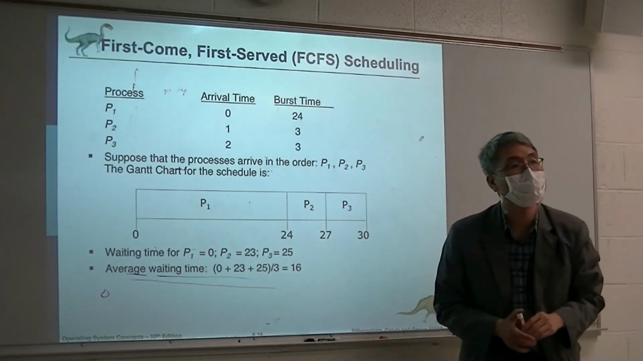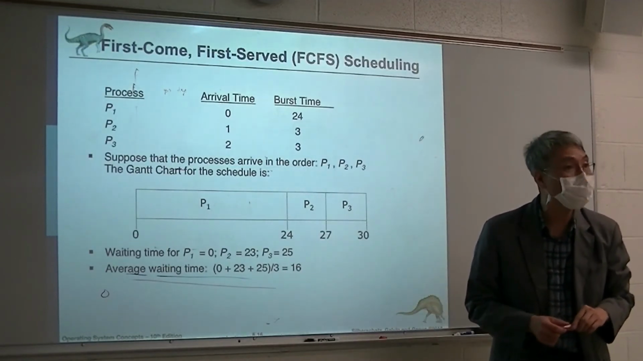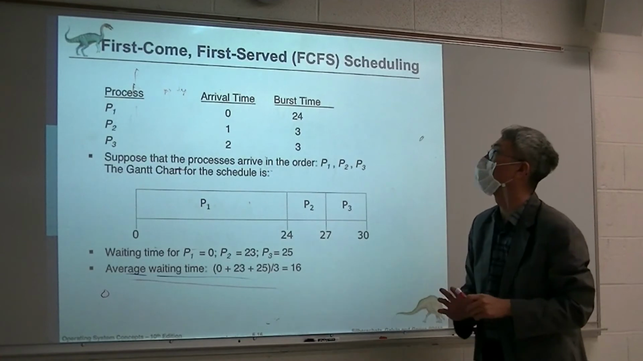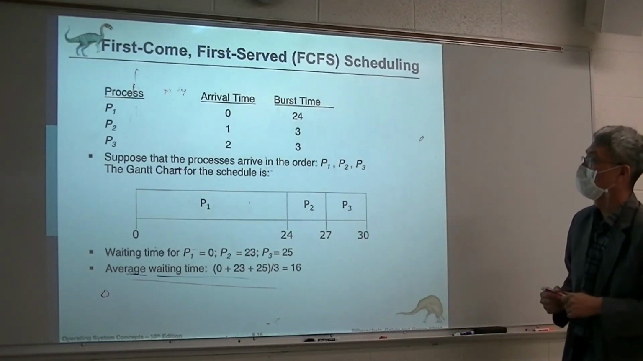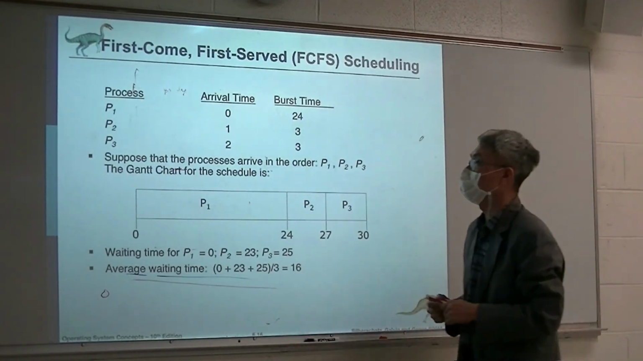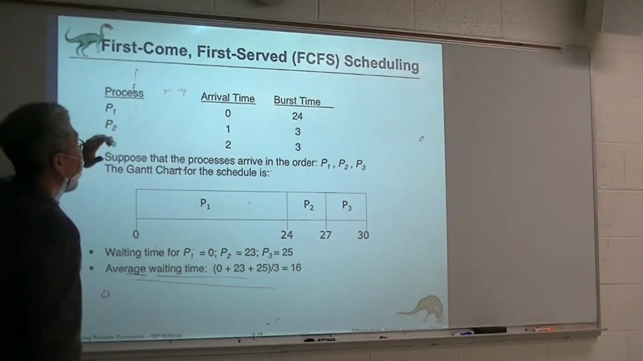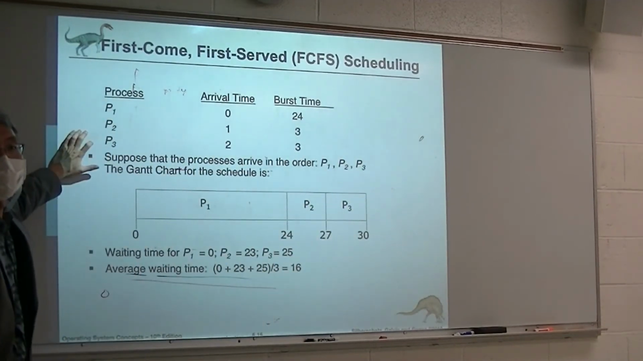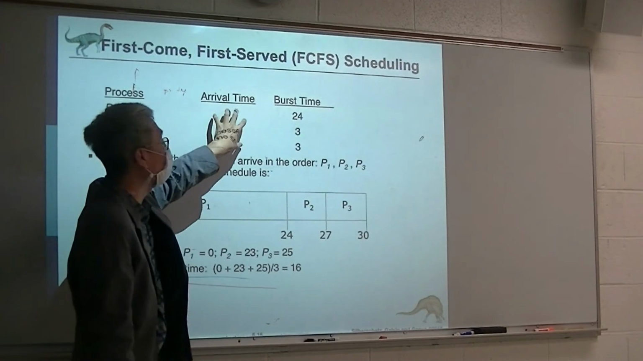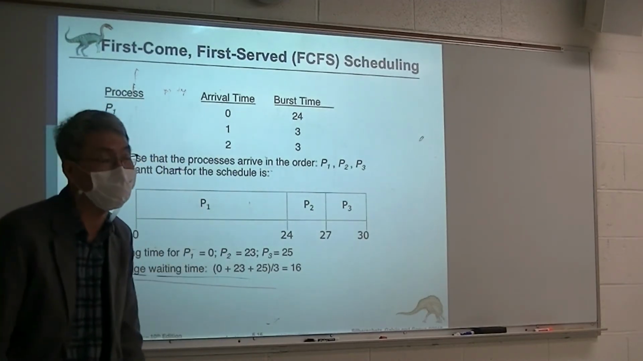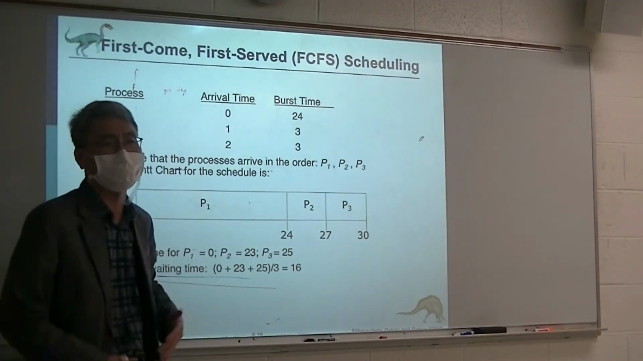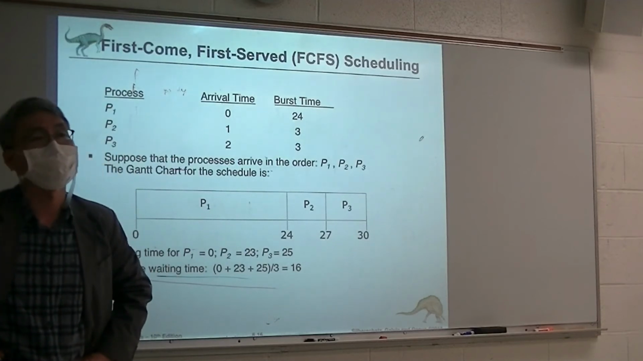later called shortest job first. Before that, we assumed P1, P2, P3 arrive at the same time, right? But what if their arrival times are different? How can you get the arrival time? Arrival time of what? The ready queue.